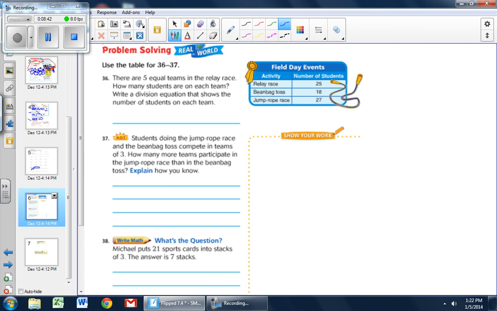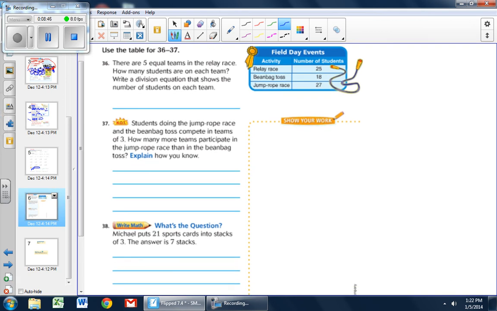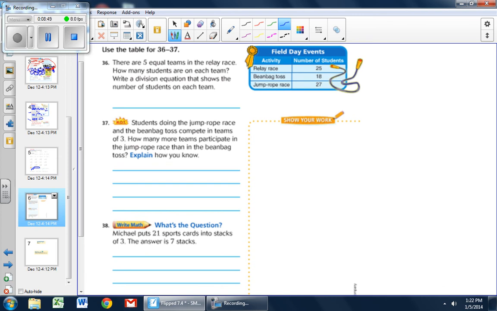So on the next page, it says use the table for numbers 36 through 37. Here's our table. What's the first thing we always do? Look at the table. The title of our table is Field Day Events. Your first column is the individual activities. Looks like you could do a relay race, beanbag toss, or a jump rope race. Your next column tells you the number of students that participated in each one of those activities.